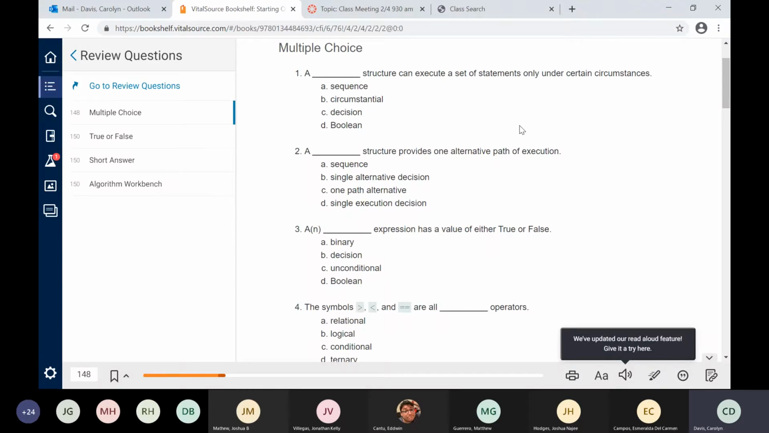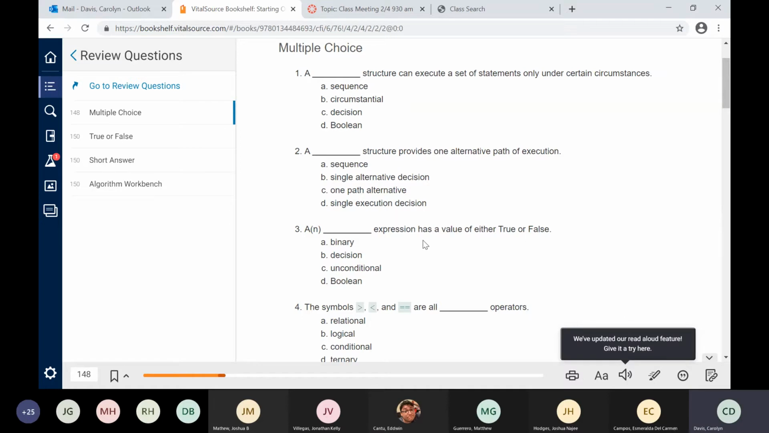Okay, chapter 3, number 1. What kind of structure can execute a set of statements only under certain circumstances? That's a decision statement. 1C. And to us, that's really an if statement. 2. A blank structure provides one alternative path of execution. Single alternative decision. 2B.